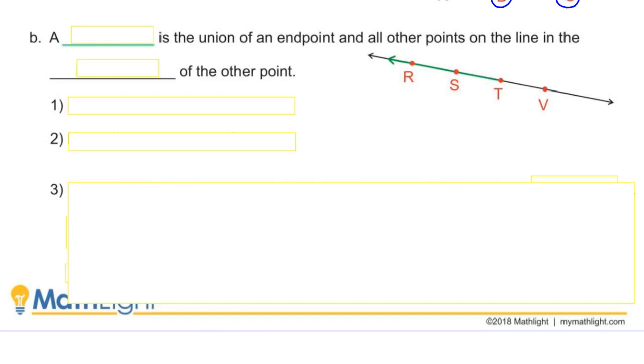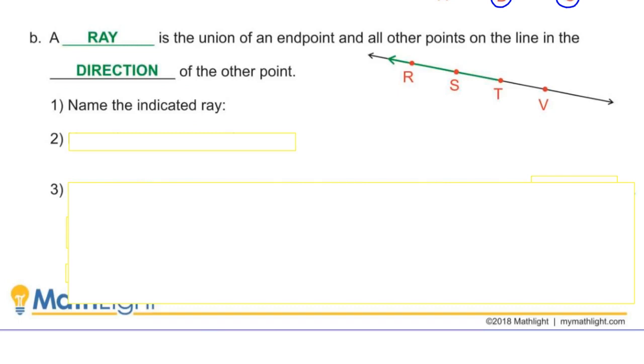All right, what else? Well, we can talk about a ray. A ray is a union, the putting together, of an endpoint and all other points on the line, and this is key, in the same direction as the other point. So all the other points on the line in the same direction as the other point. What do you mean by that? I'm going to show you in a minute so you get the idea, but let's do number one here. Let's name the indicated ray.